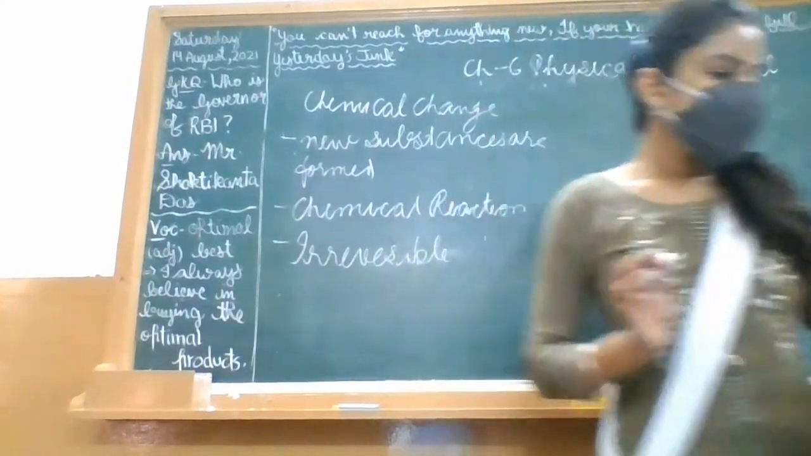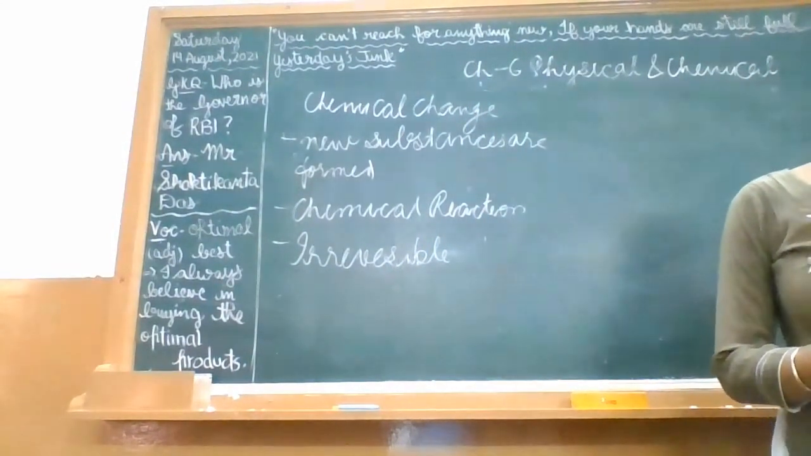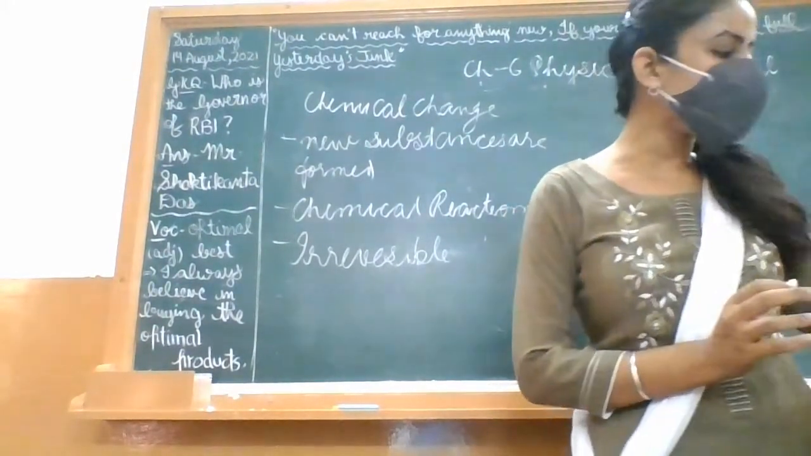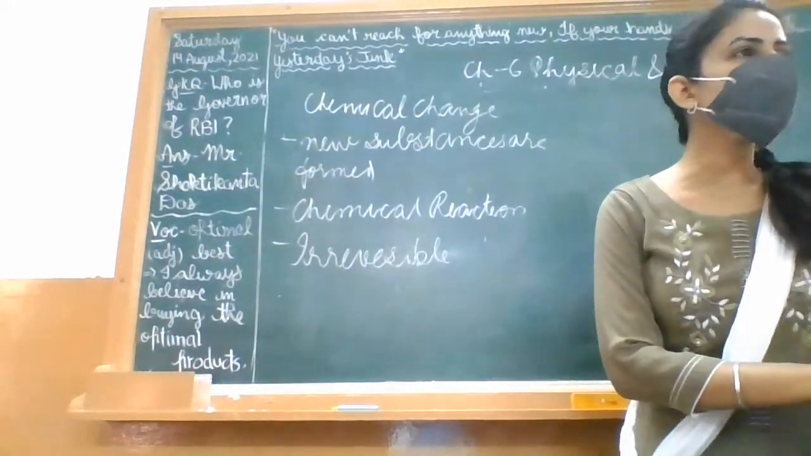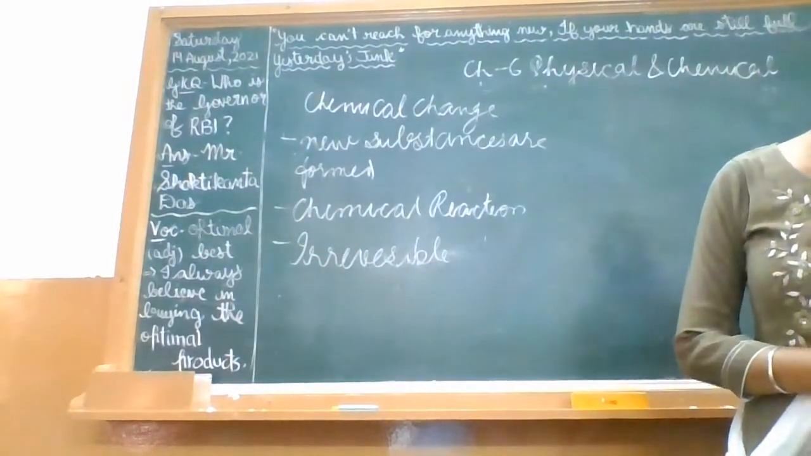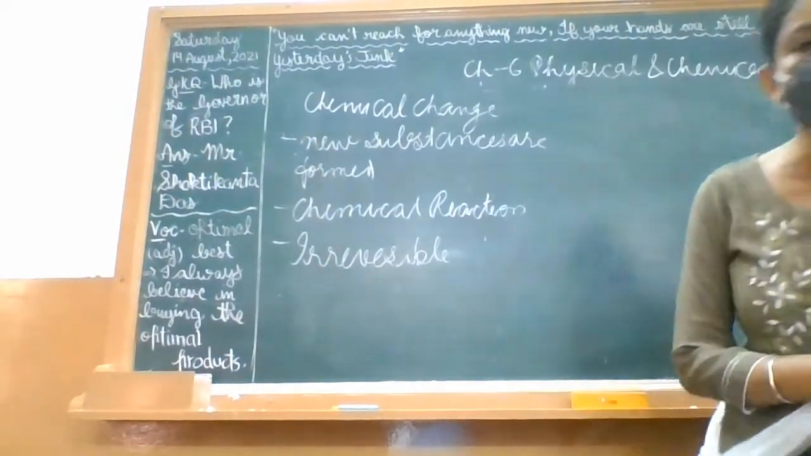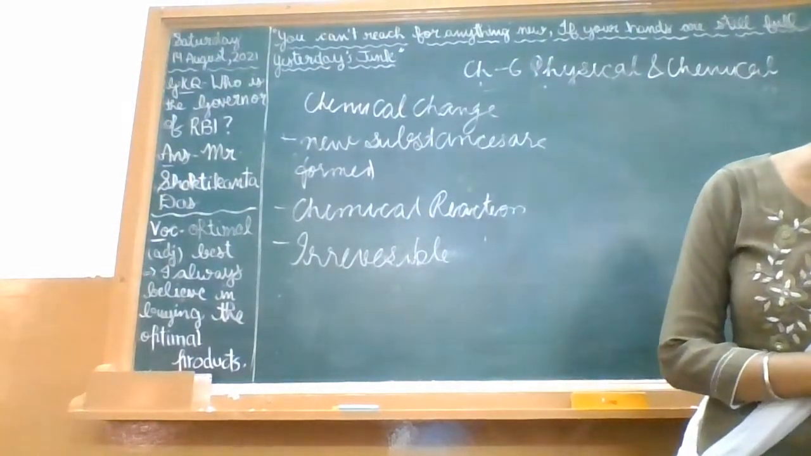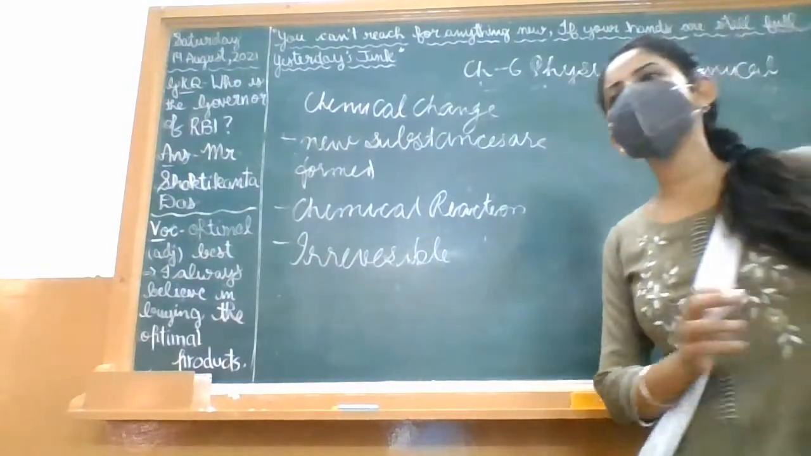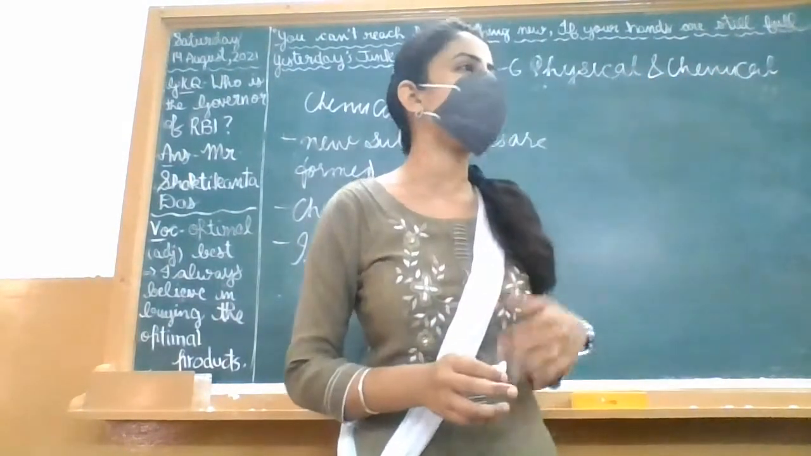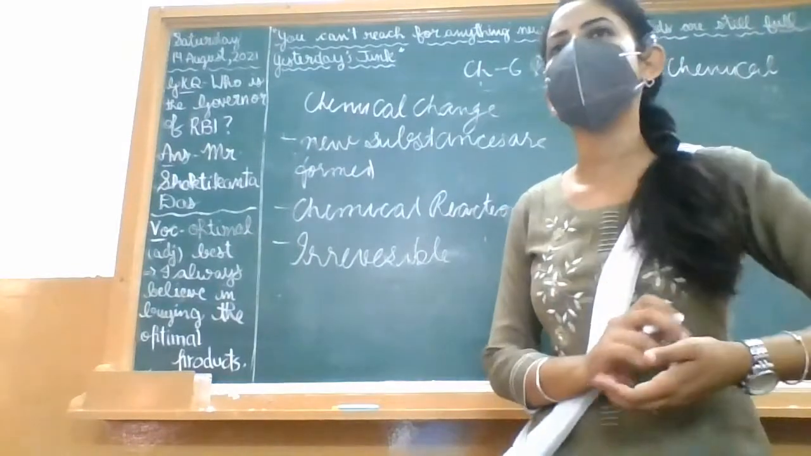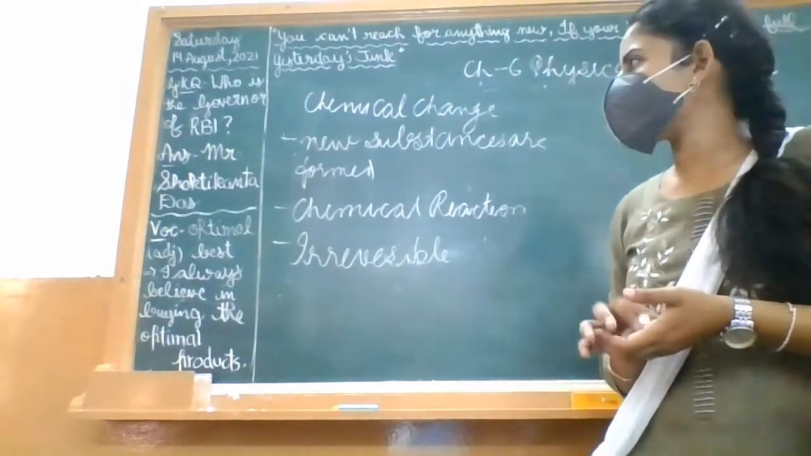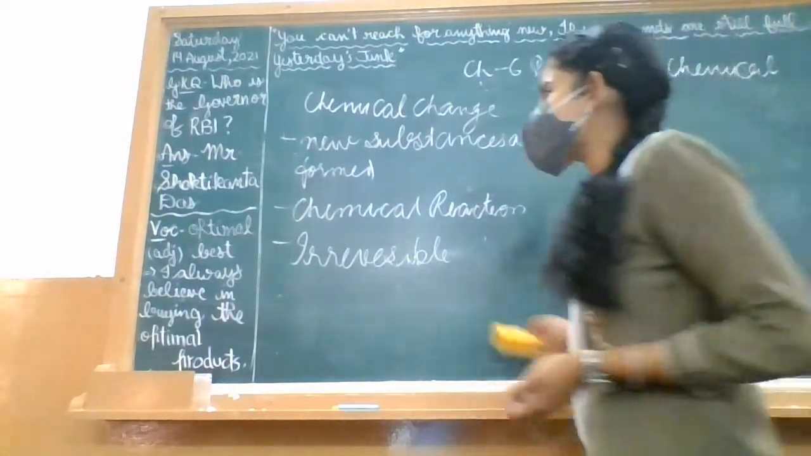Okay. Now, underline the definition of chemical change on page number 62. A change in which one or more new substances are formed is called a chemical change. A chemical change is also called a chemical reaction. Clear? So these chemical changes, these chemical reactions, are really very important in our life. Okay, so what is the importance of these chemical changes?